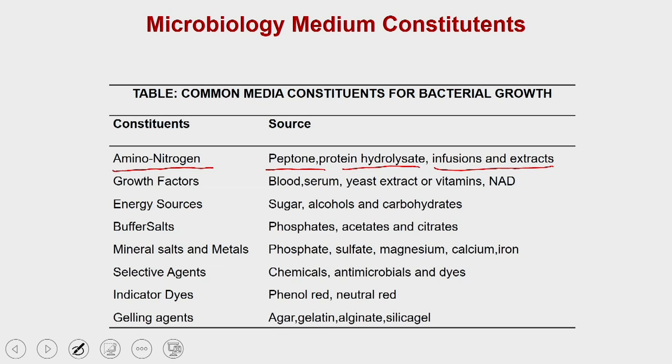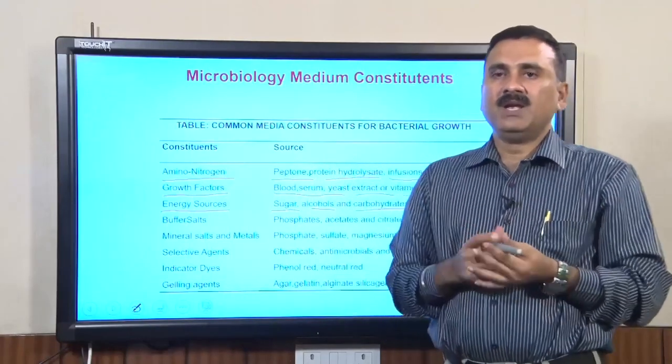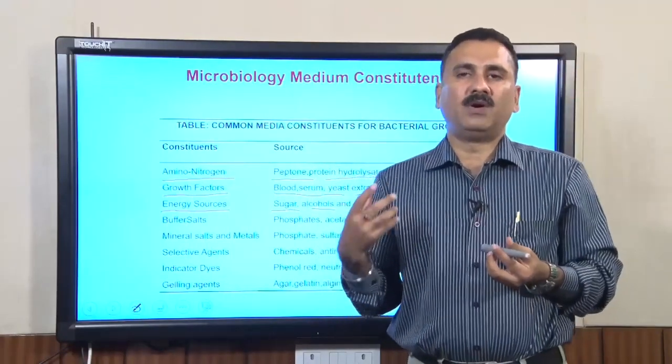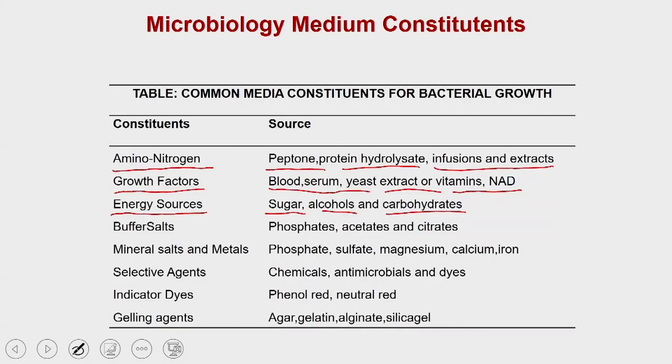Then you also need to provide the growth factor. Some of the bacteria require growth factors, which you need to provide in the form of blood, serum, yeast extract, or different types of vitamin, NADH. Then you also need to provide the source of energy. Source of energy could be sugar, alcohol, or carbohydrates. And then, because we are talking about the media, when the organism is growing, it is changing the pH of the media, so that pH should also be maintained.